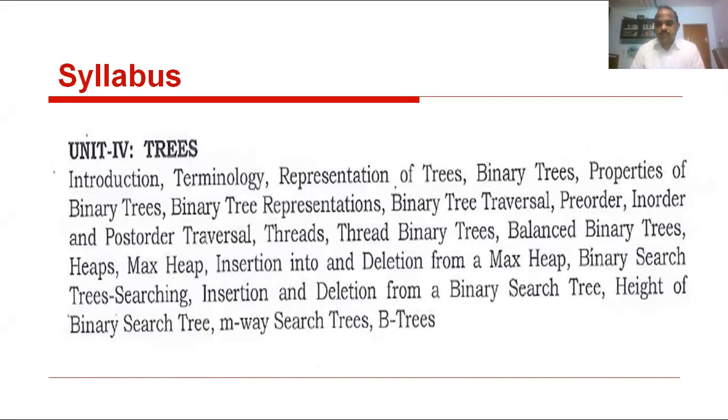Introduction: what is a tree? Trees are mainly of two types: general trees and binary trees. So what are general trees? What are binary trees? A binary tree means each parent, or each root node, has one or two children. That is called a binary tree. In a general tree, each root node has two or more children.